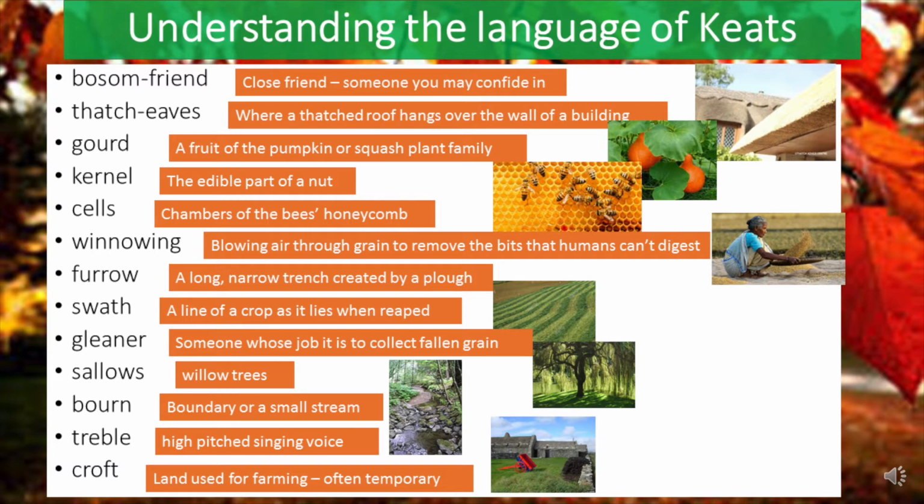Sallows are just another word for willow trees. You can see a willow tree there on the right hand side. And you've got the word bourne, which in this context has to do with a boundary or a small stream, something that separates something. And treble is a high-pitched singing voice, and croft is land used for farming, often temporary, so you might rent it from the farmer and use it for whatever you need at that time. So that's a croft.